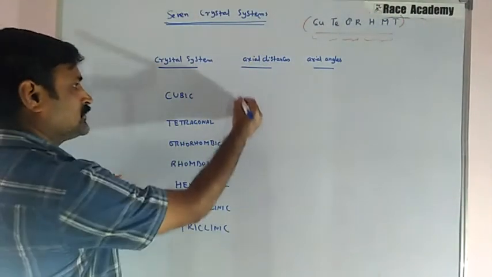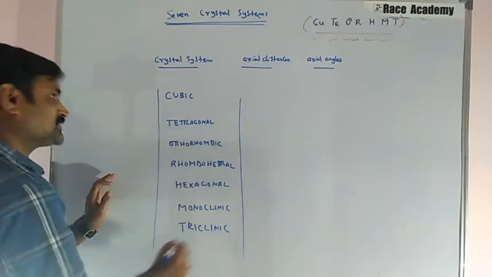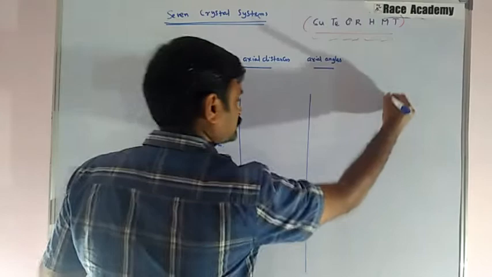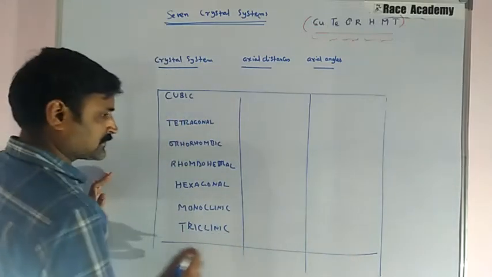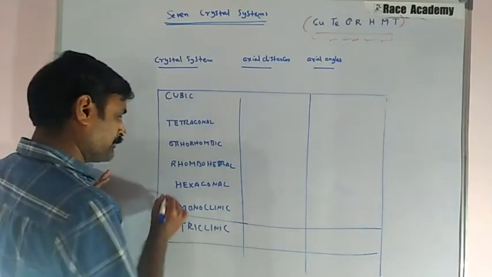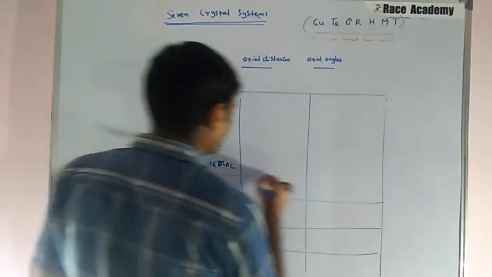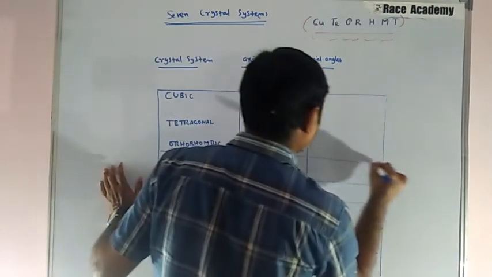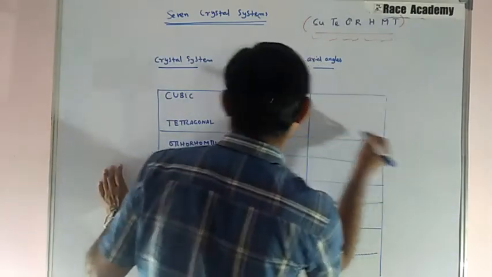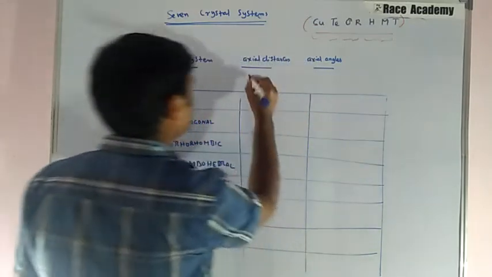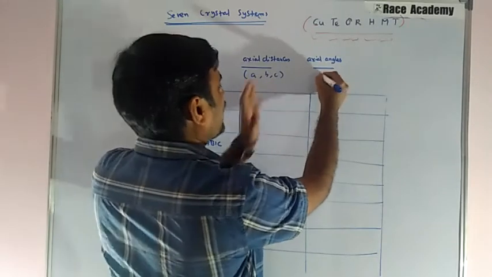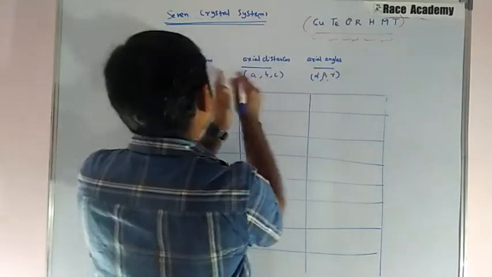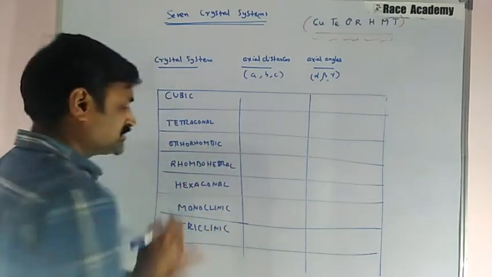Now I am going to write like this, a column. It's most important from the examination point of view. That's why I am giving importance to writing this table column. Even examples I will tell you later on. Now, axial distances are A, B, C. Axial angles, interfacial angles are alpha, beta, gamma. Okay, how is their relation?